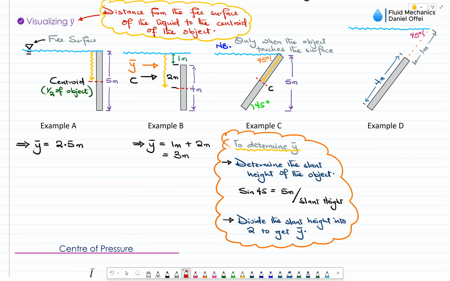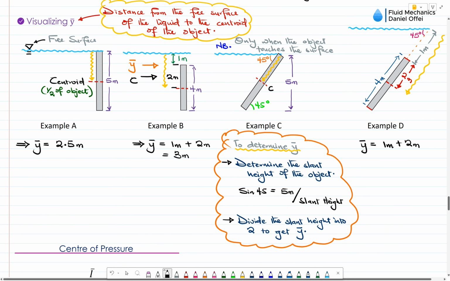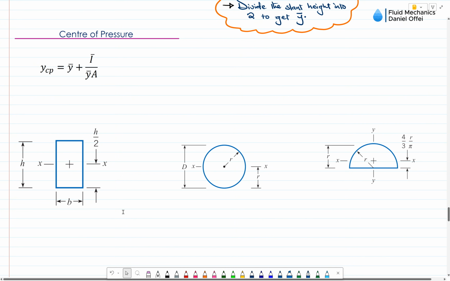We can also do the same for example 4 by first determining half of the object, which will be the centroid, and then adding the extra distance that goes to the surface of the liquid. So we should always remember that y bar is the distance from the free surface of the liquid to the centroid of the object. Then we also talked about the center of pressure. So let's explain what center of pressure means.